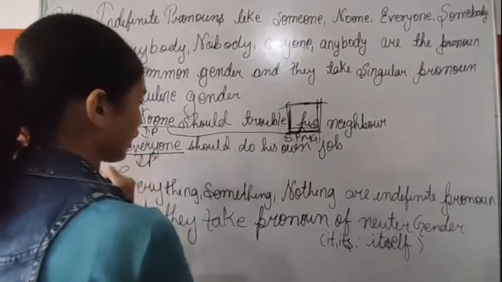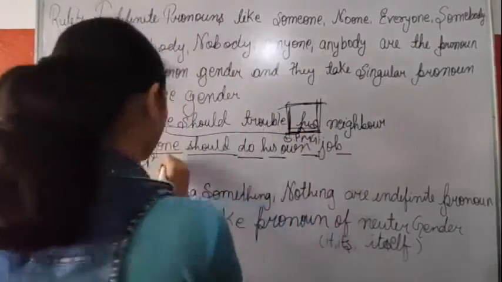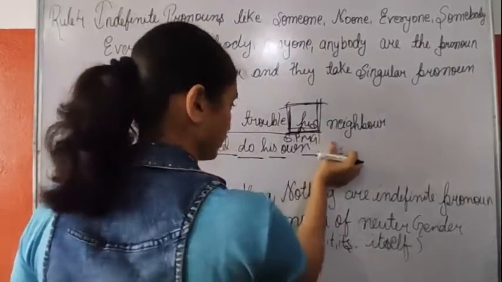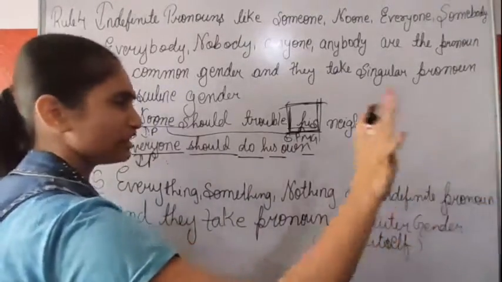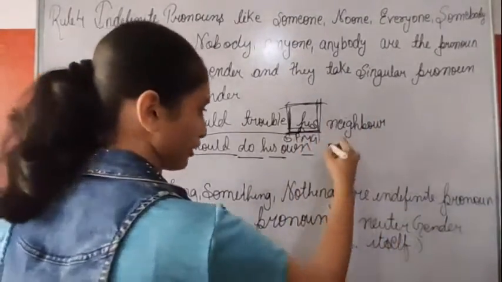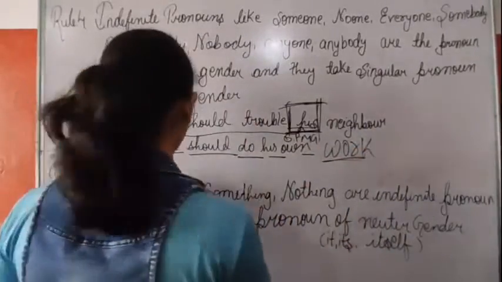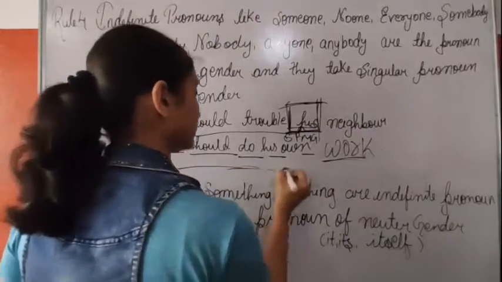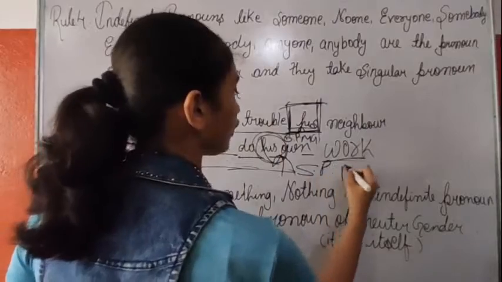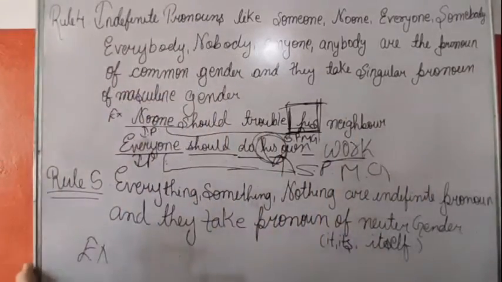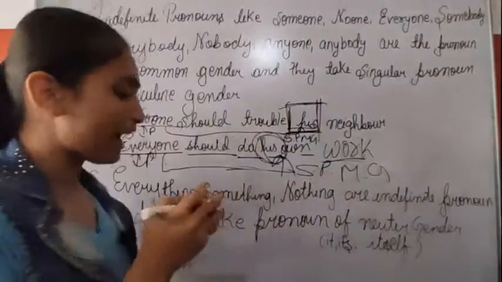Everyone is an indefinite pronoun over here. Everyone should do his own job. Everyone should do his own work. Let's use "work" over here; I think it would be more suitable. Everyone should do his, is what? His is here a singular pronoun of masculine gender. Now you can convert this whole thing into a sentence by yourself.